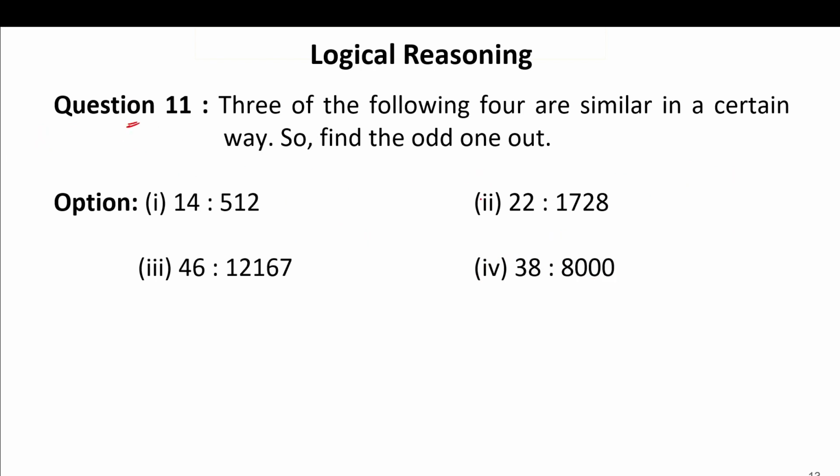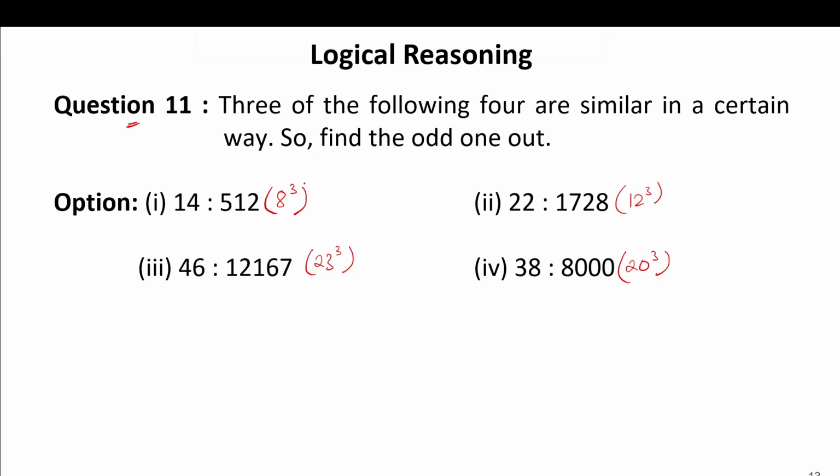Now let us move on to question number 11. Question number 11, again 4 options are given to us and we have to identify which one is the correct one. Here, if you know, this is a cube. This 512 is 8 cube. Similarly, this is 12 cube. This is 20 cube. Okay. And this is actually 23 cube. Yes, this is 23 cube.